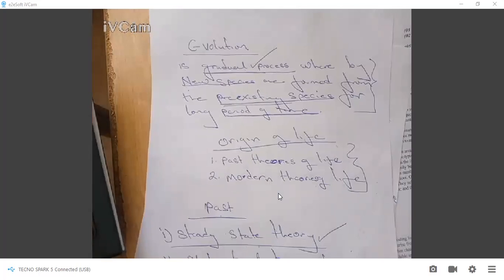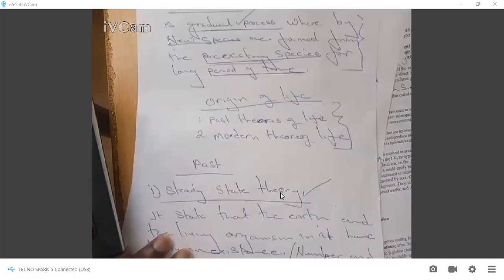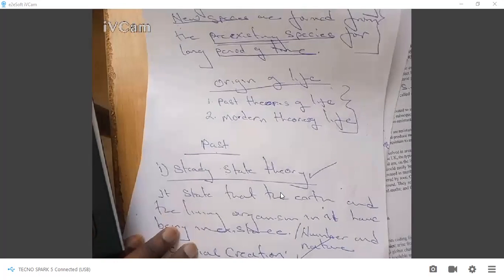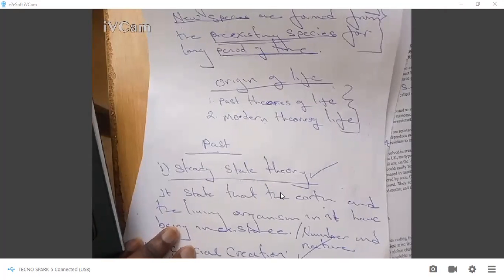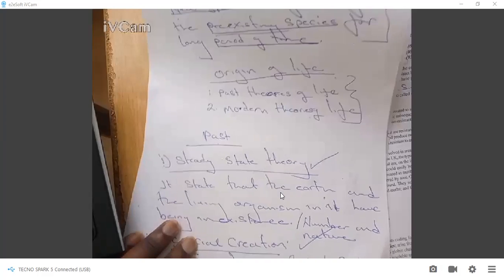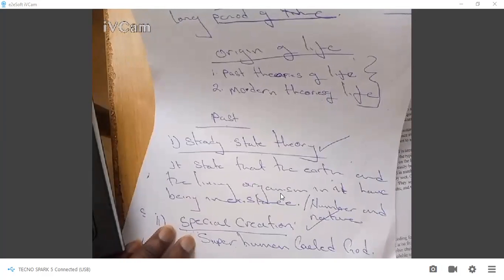Origin of life involves 5 theories, but those theories are put in 2 categories: the past theories and the modern theories. The past theories, we started with the steady state theory, which states that the earth and the living organisms in it have been in existence. What changes is the number and their nature. Then after that, we have special creation, which suggests that the earth and its living organisms were created by a superhuman being called God.